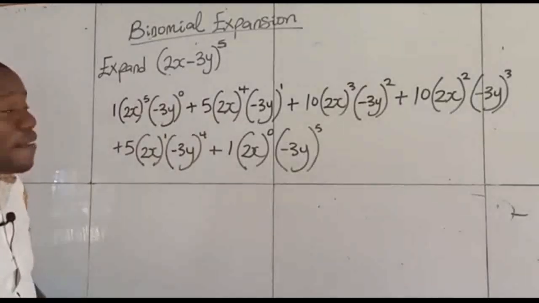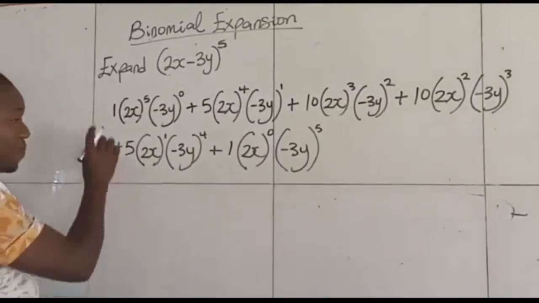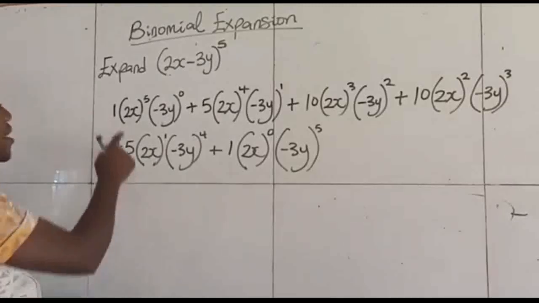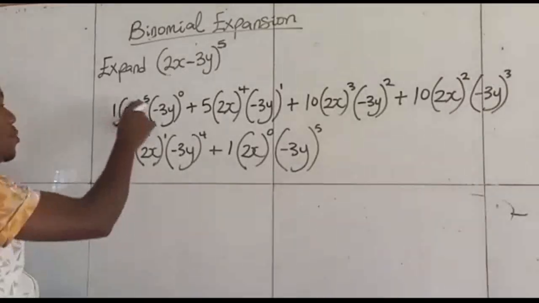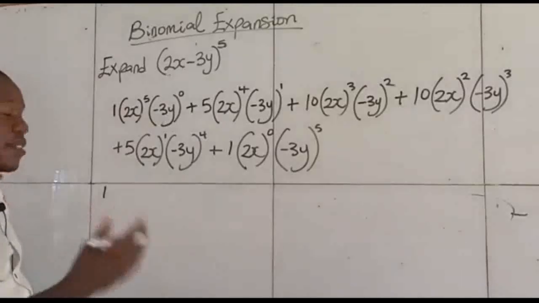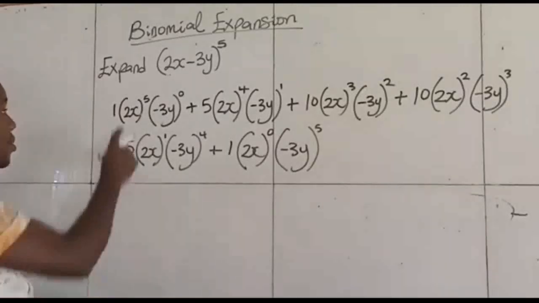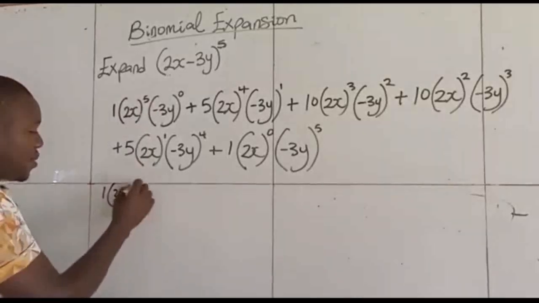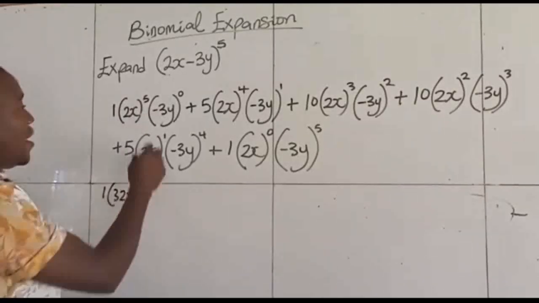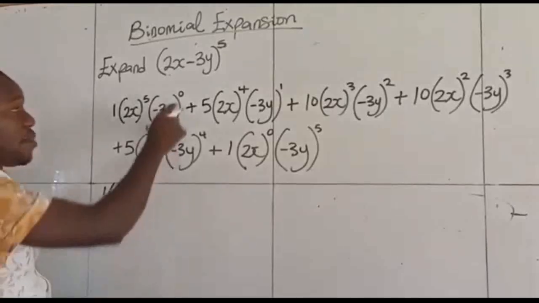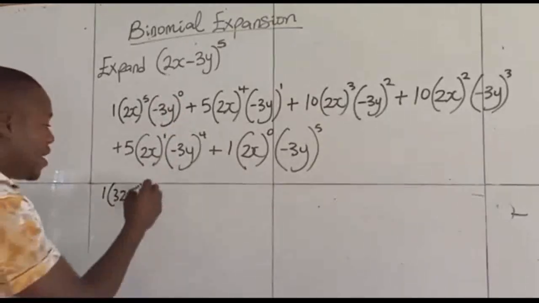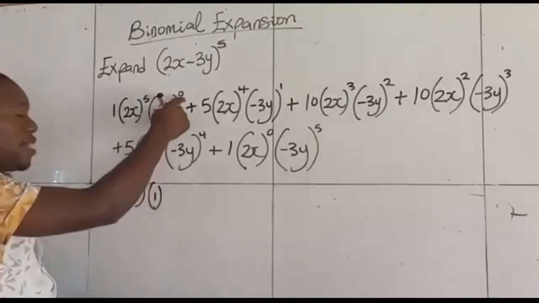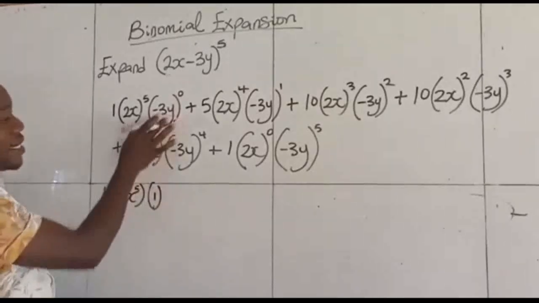So we can now simplify. So we have 1, 2x raised to the power 5. 2 raised to the power 5 is 32. 2 times 2 times 2 times 2 times 2, 32. So we have 32, x raised to the power 5. Then, in our laws of indices, anything raised to the power 0 is 1. So minus 3y raised to the power 0 is 1. So we're done with this.